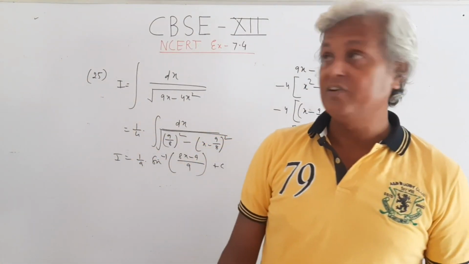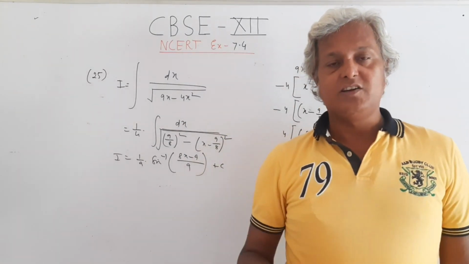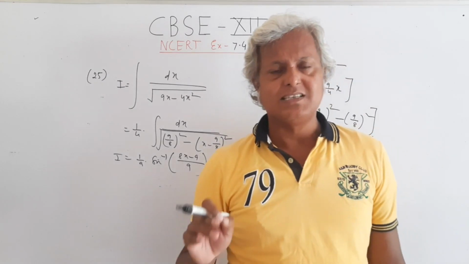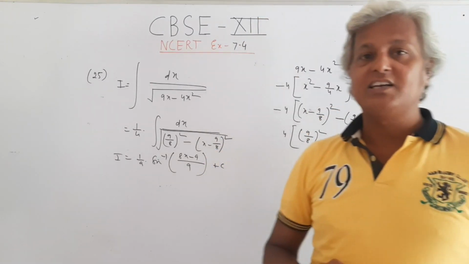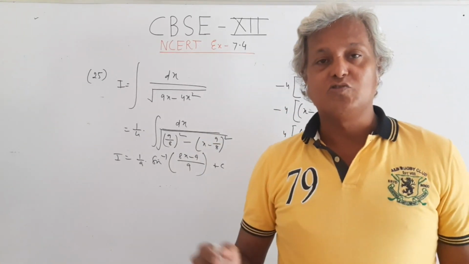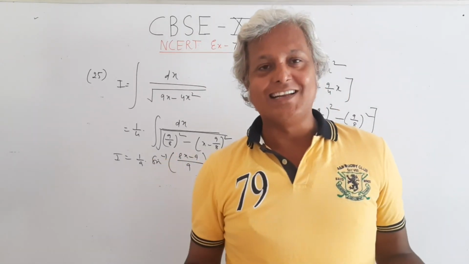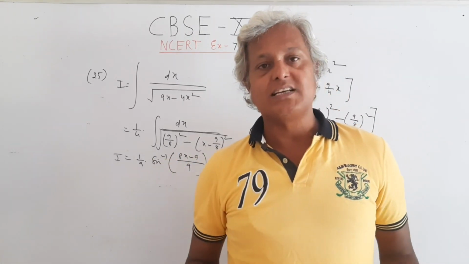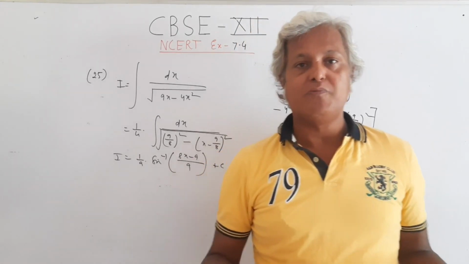So we have finished this exercise 7.4. In the previous videos, starting from question number 17, I think I started, then by mistake 7.3 was written there. So later I corrected, this is 7.4. So if there is any mistake, then at least be bothered a little, go into the exercise and check which exercise that is. This kind of responsibility I expect from all of my viewers.